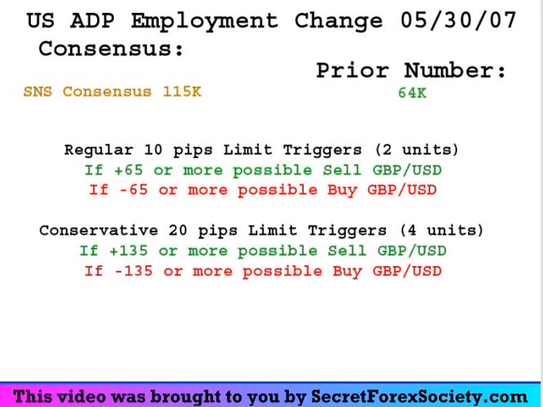They release this report 2 days before the non-farm payroll, and it's supposed to be a leading indicator of what the non-farm payroll will do. Sometimes it's predicted it well, other times it's been completely off base.